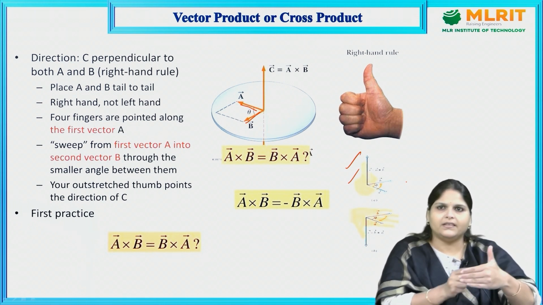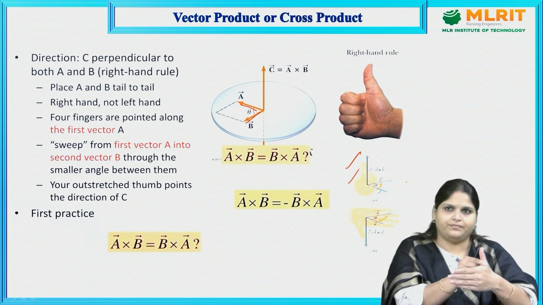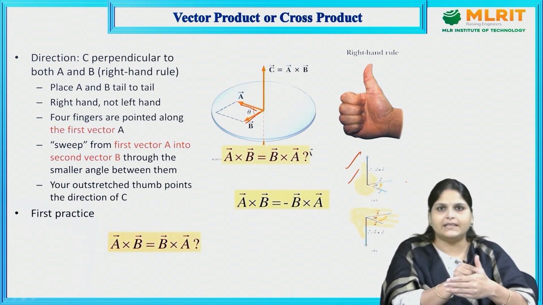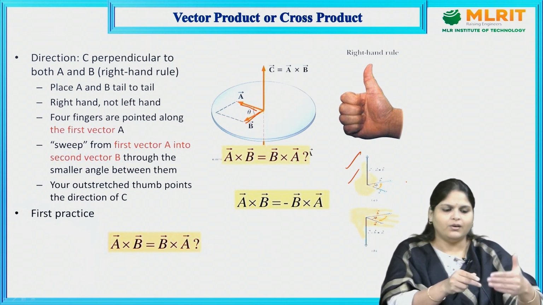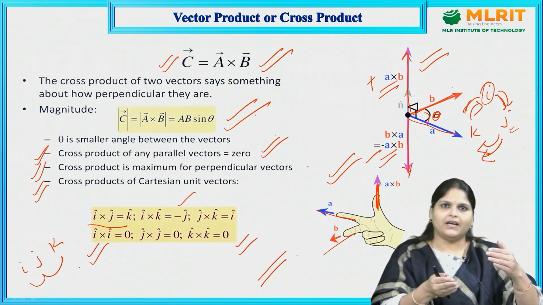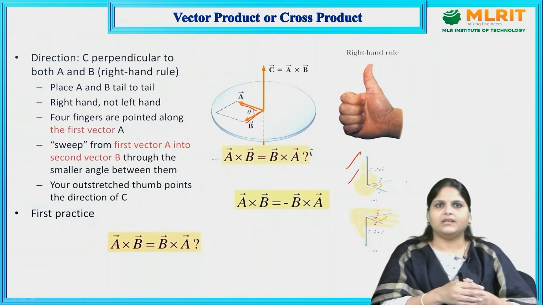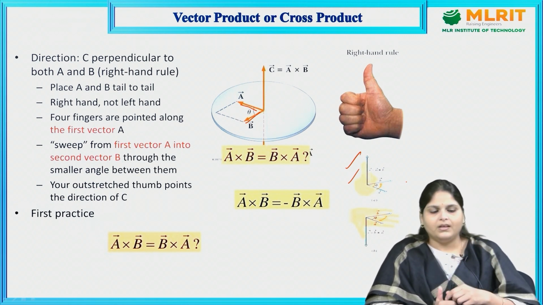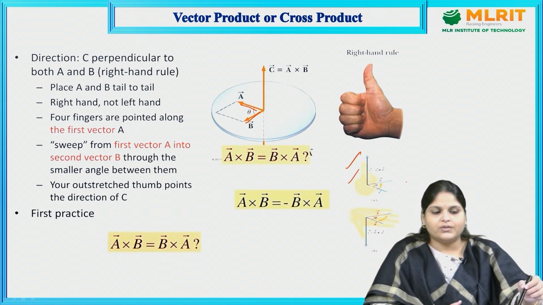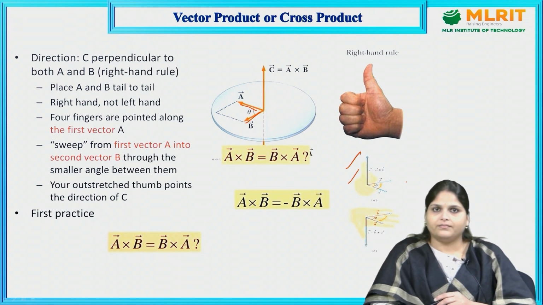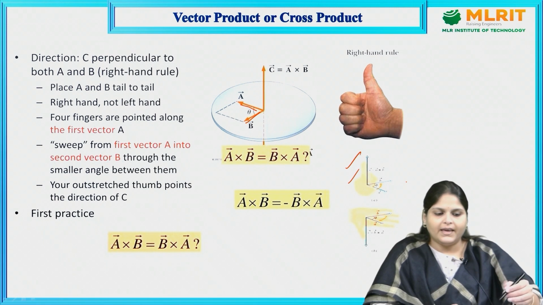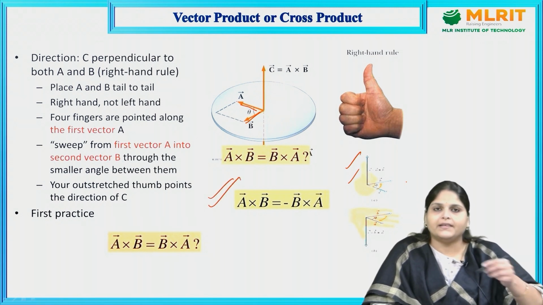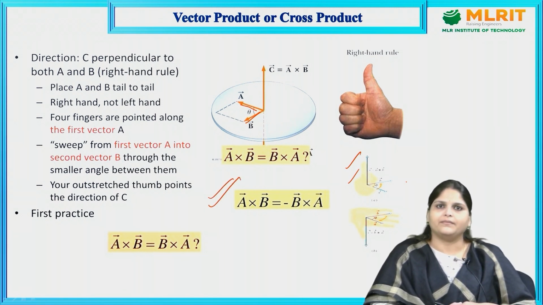Okay, and this outstretched thumb points in the direction of C. Again, whatever we have discussed in the first slide, I have just tried to explain with another example. So basically A cross B is equal to C. Now, is A cross B equal to B cross A or not? No, obviously A cross B will be equal to minus B cross A.